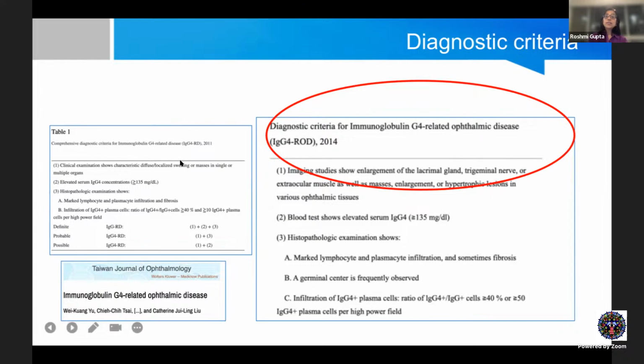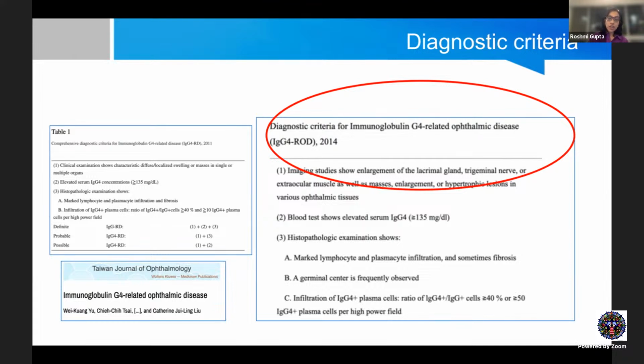So there are certain criteria to diagnose IgG4-related disease. We are talking about diffuse or localized mass. We are talking about elevated serum IgG4 levels. And we are talking about a histopathologic manifestation, which shows lymphocyte and plasmacyte infiltrate and IgG4 plasma cells. So the IgG4 to IgG cells ratio should be more than or equal to 40%.